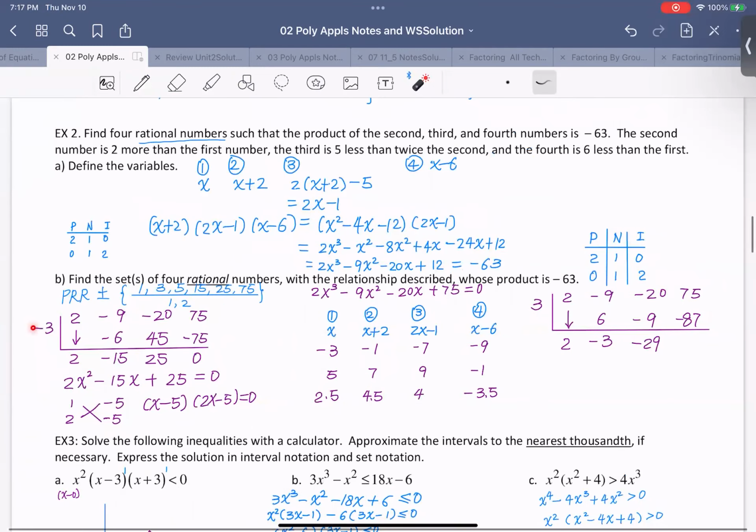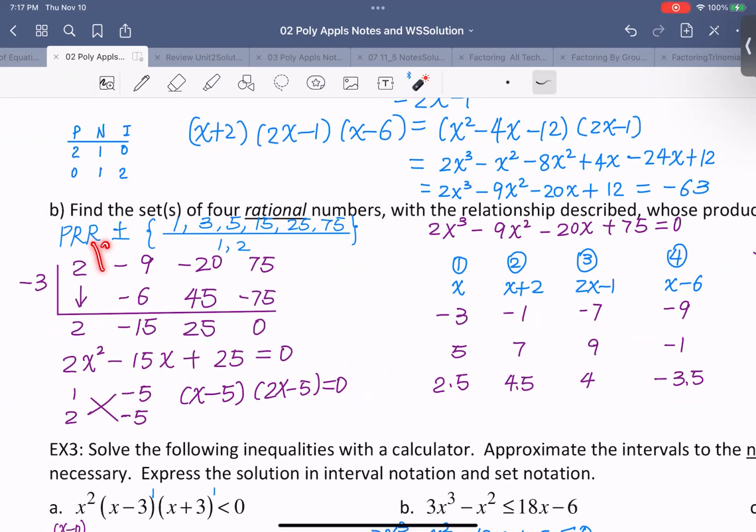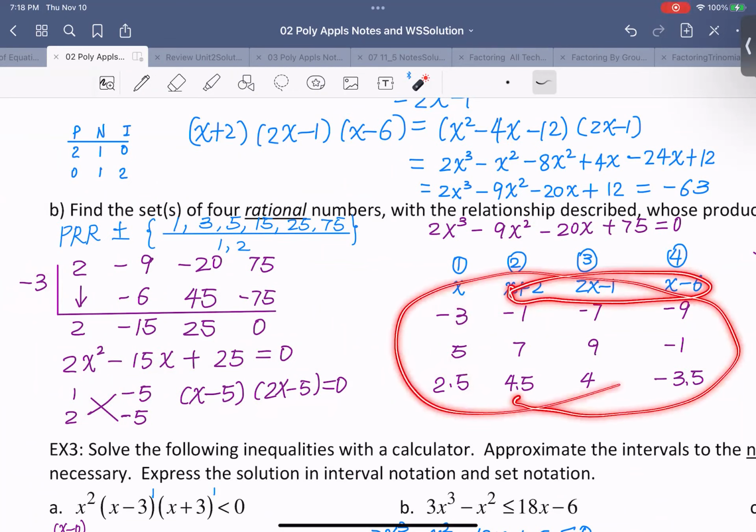So when you try negative 3 here, if you do it carefully, it's going to give you a 0. When you see 0 here, you will be very happy because that means the polynomial to the power 3 is reduced to power 2. This is 2x squared minus 15x plus 25. And then you do cross multiplication. You figure out the correct roots. So you have possible roots which might be negative 3, might be 5, might be 2.5. And then you can do those things. You can have all the set.